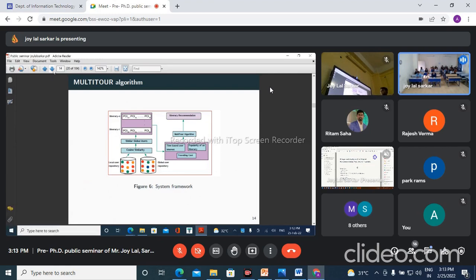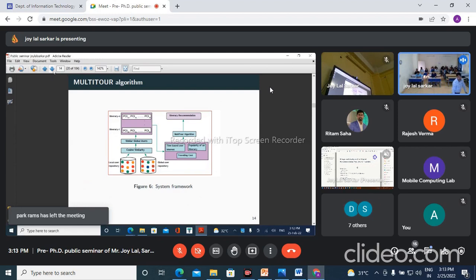And you can see that itinerary 1, itinerary 2, itinerary n, like that we recommend, and it is ranked based on some parameters like time-based user interest, popularity of an itinerary, and traveling cost, and we have used the multi-tour algorithm here. After that you can see the itinerary recommendation technique, because our goal is itinerary 1, 2, 3, a sequence of itineraries. So this is our goal.